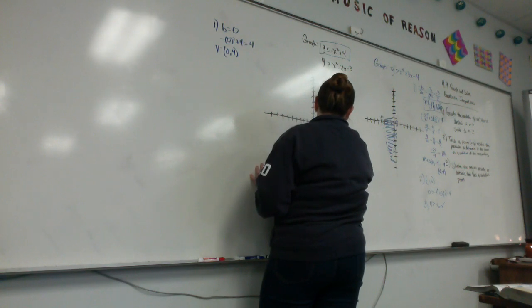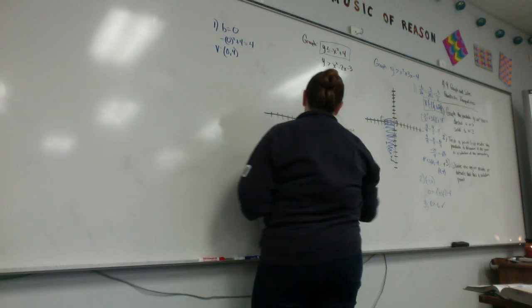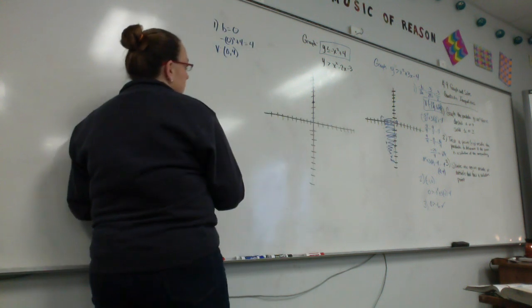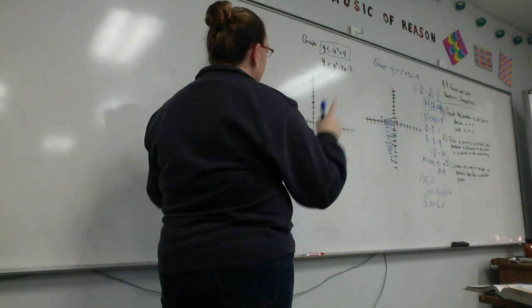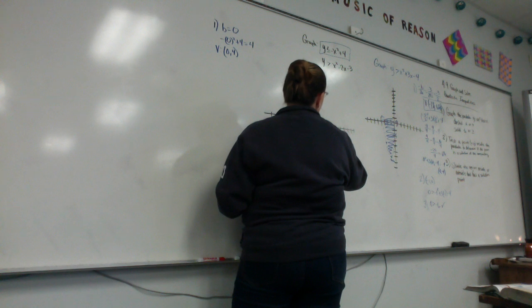0, 4. Nope, I lied. 0, 4. I can't think right now. There's my vertex. Beautiful. What do I do from there? Pick a point, or a number. Yeah, pick another number, and then I graph the point off of that, right? So I'm going to go ahead and just pick 2.